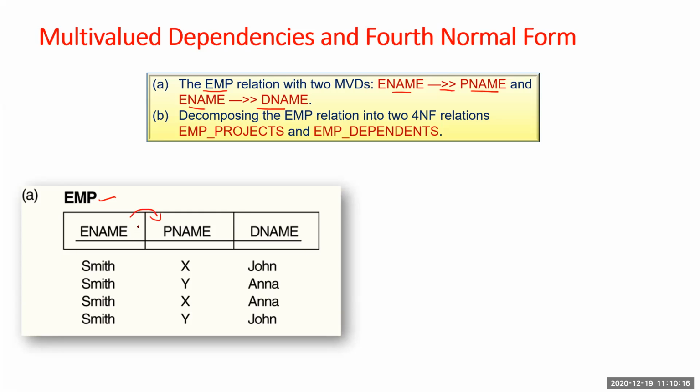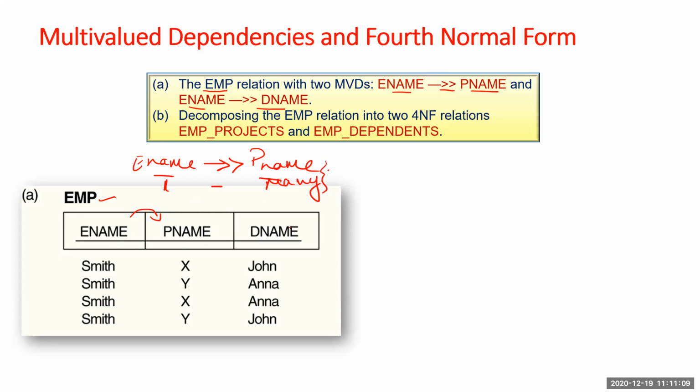E name multi-determines P name means what? Each and every employee can work in more than one project. So E name, the employee name, with P name has multiple values, right? One employee can work on any number of projects. So for Smith, multiple values of P name are generated. That is why we say E name multi-determines P name. One employee can work in many projects, so I have one to many, which means I have a multi-value.